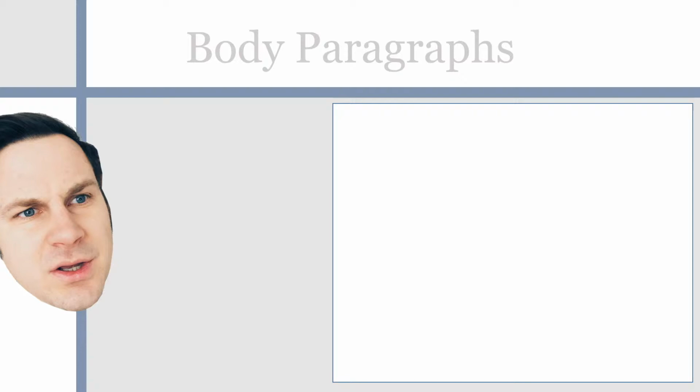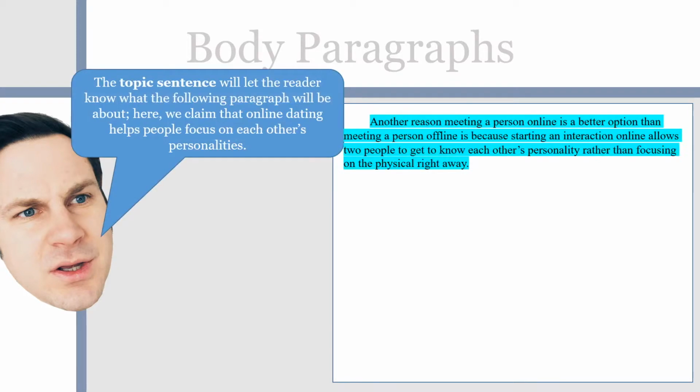These are going to be the sample body paragraphs from the same sample essay you've seen in previous videos. Remember, our thesis is this: online dating is the best way to find love in the 21st century. Body paragraphs will start with a topic sentence. The topic sentence will let the reader know what the following paragraph will be about.